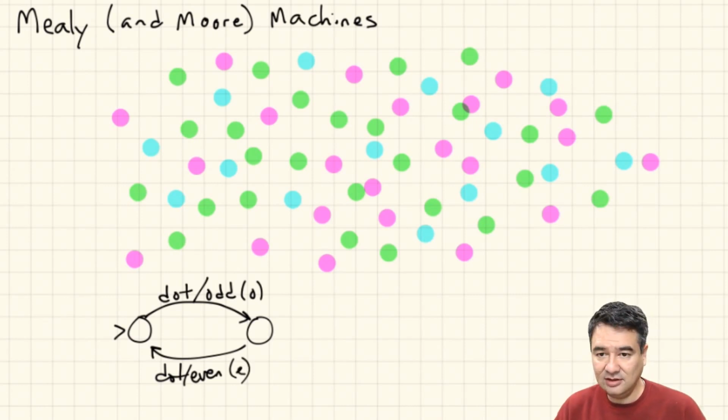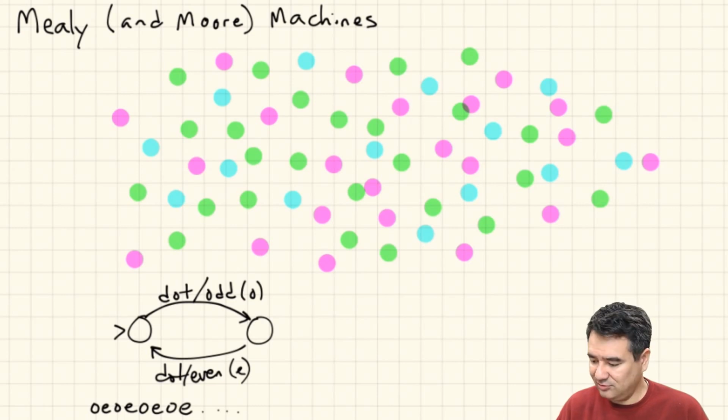I didn't count how many dots are on the screen here, but let's say there are 37 dots on the screen. If there are 37 dots, we'll start here and go around and around, outputting an O or an E every time we make one of these transitions. So the output of this machine is going to be O, E, O, E, O, E, O, E, and it's going to keep going. Finally, the very last one it outputs is going to be O, because there are 37 dots on the screen. So this answer right here would be the one we're looking for.